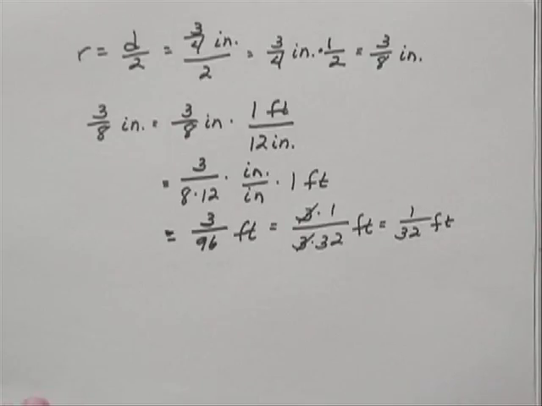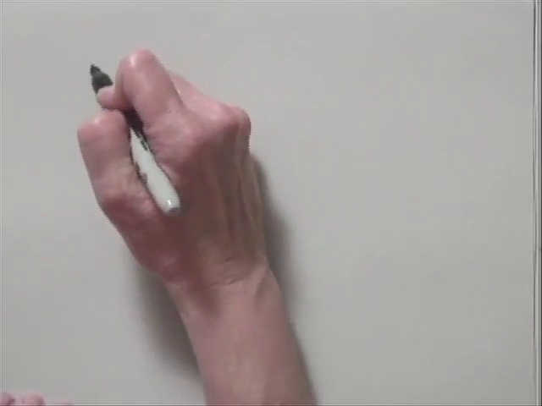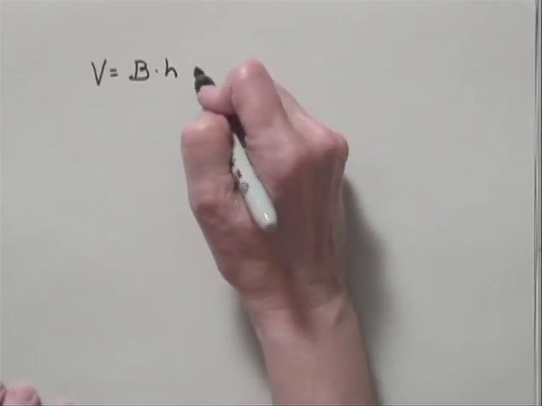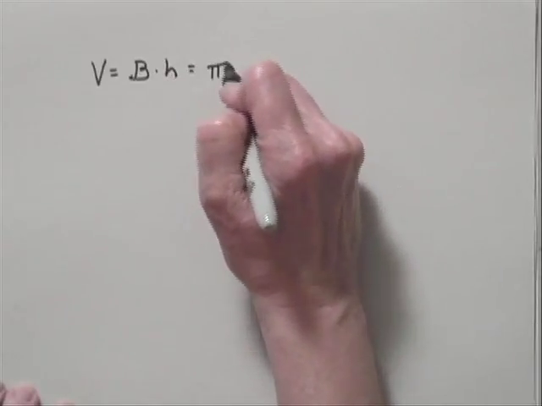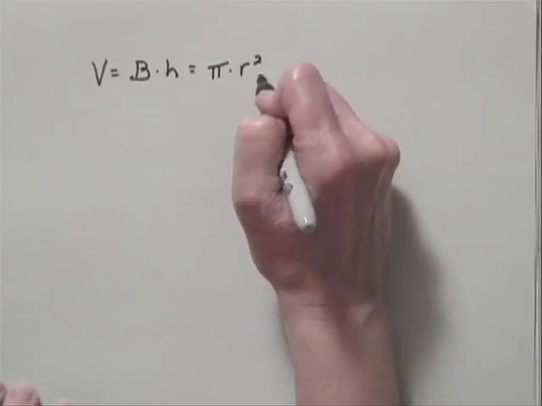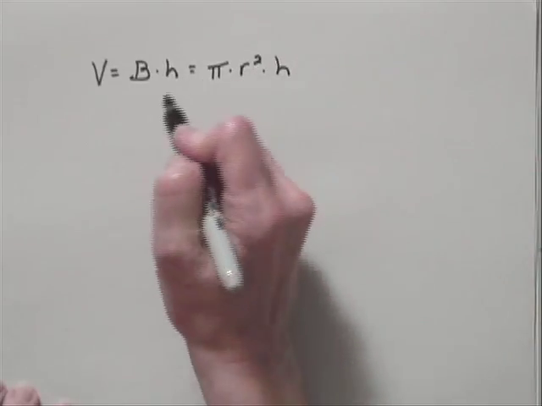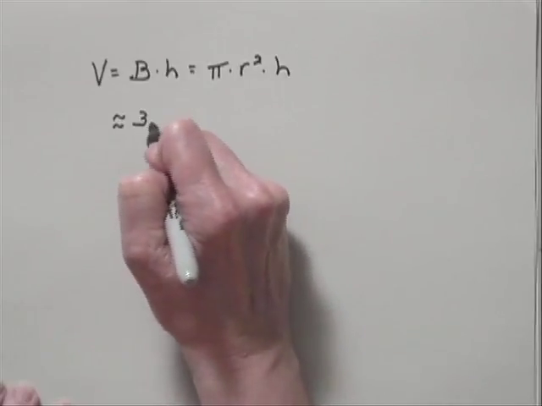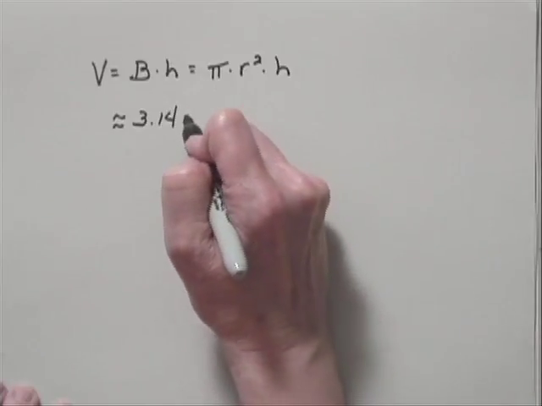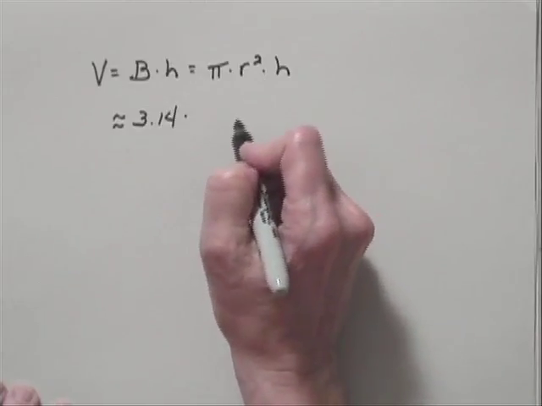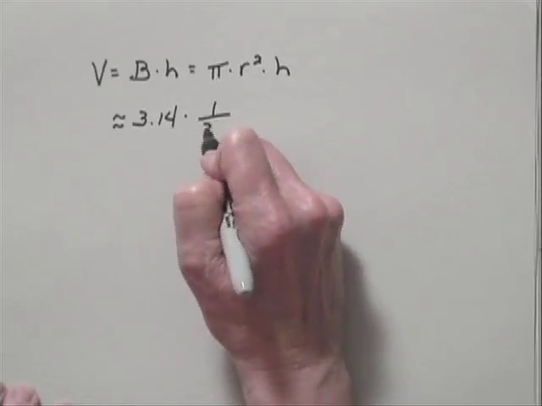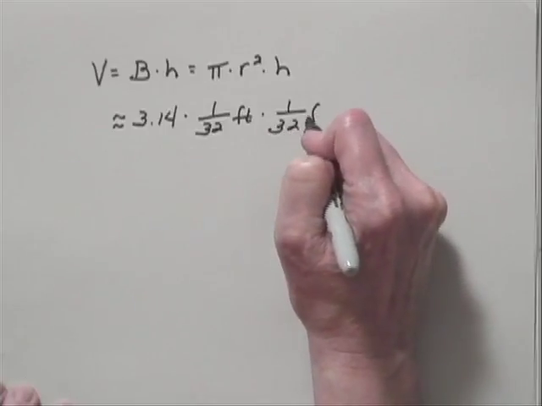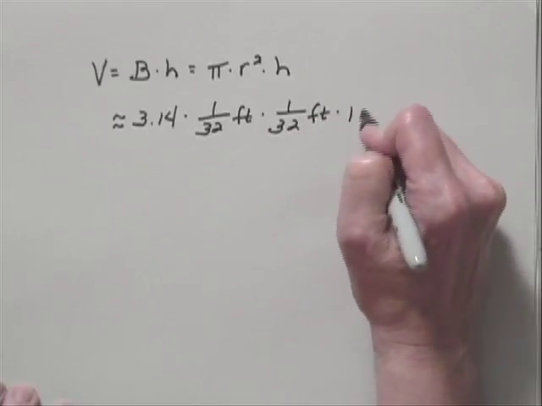Now we need to find the volume of the cylinder. And remember, we said that the volume is equal to the area of the base times the height. And the area of the base is the area of a circle. It's pi times the radius squared, and then we need to multiply by the height of the cylinder. Substituting 3.14 for pi, this is approximately equal to 3.14 times, and instead of squaring the radius, I'm going to use it as a factor 2 times, 1/32 foot times 1/32 foot, and the height was 18 feet.